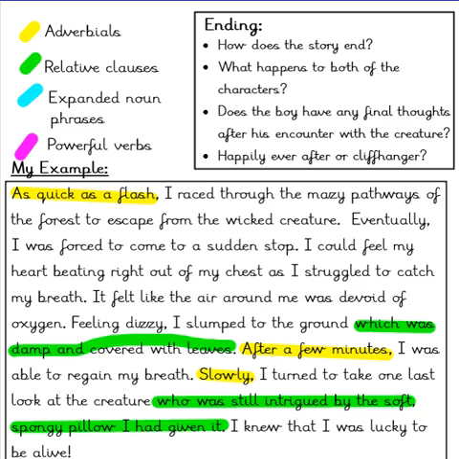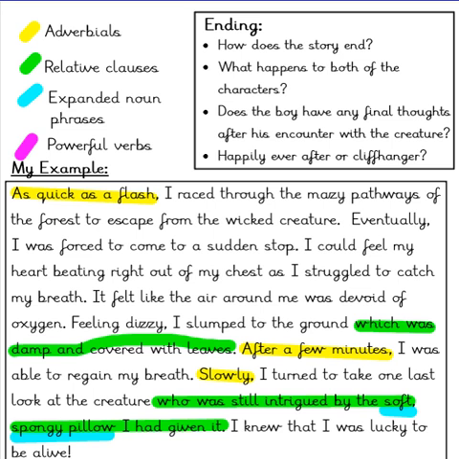Next, we have expanded noun phrases. Expanded noun phrases provide more description about the noun. In this case, I have described the pillow to be soft and spongy. Soft, spongy pillow. My two adjectives, soft and spongy, describe the pillow, the noun.